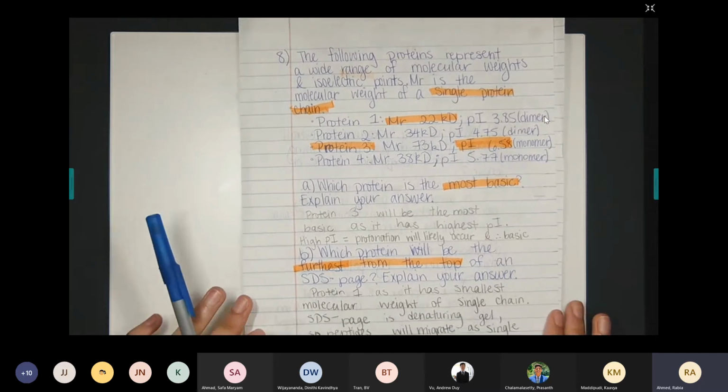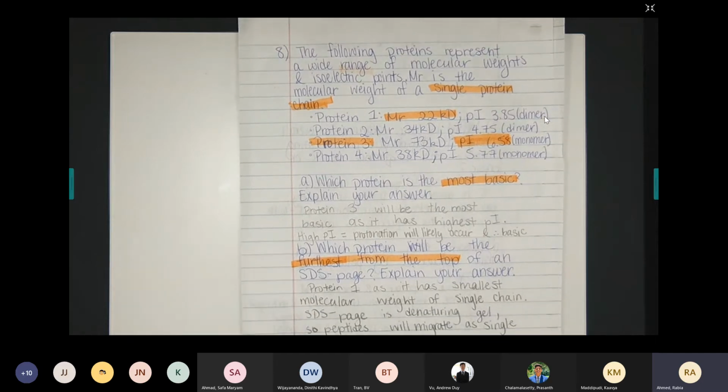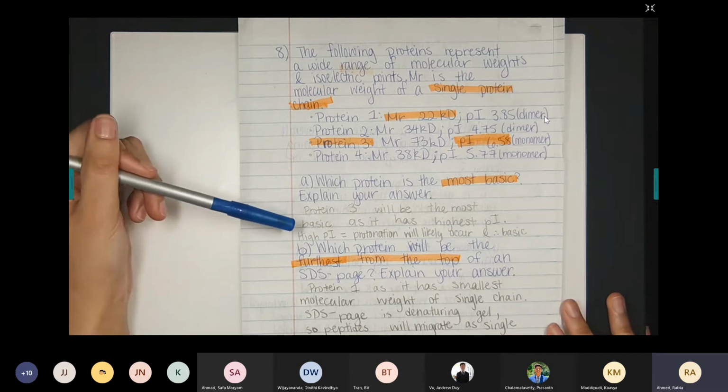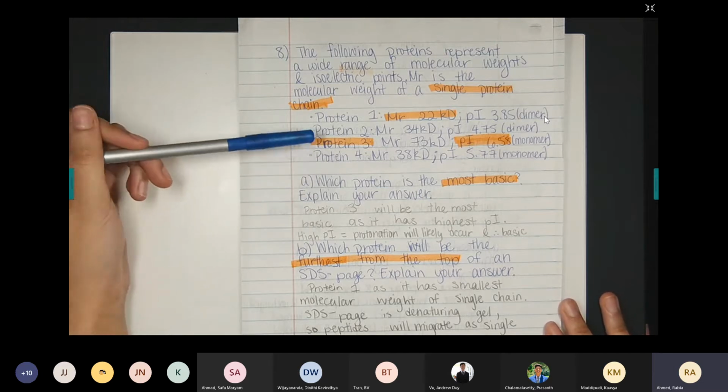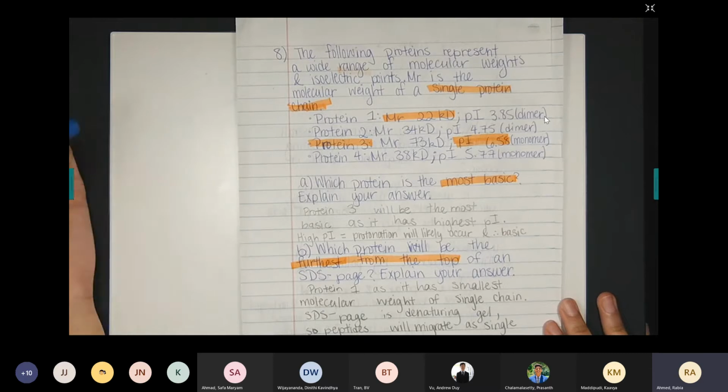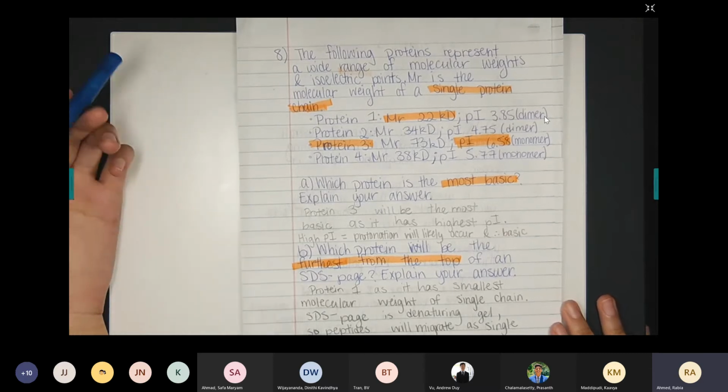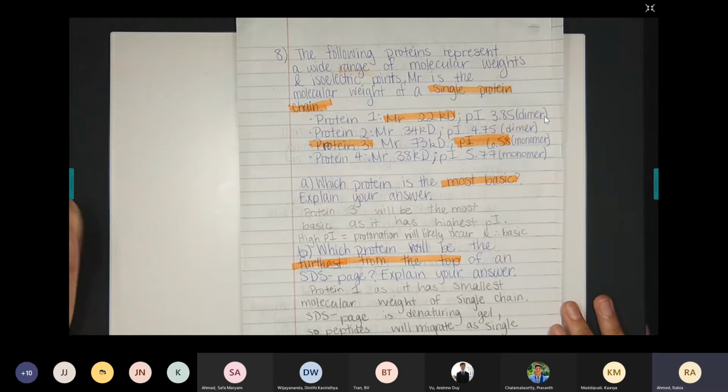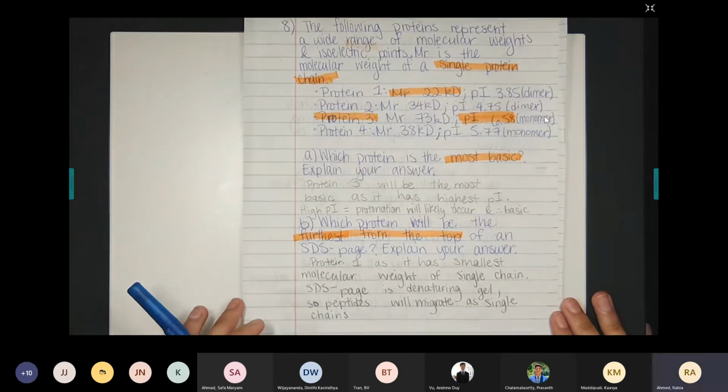So which protein is the most basic? Explain your answer. Protein 3 will be the most basic as it has the highest pI. If there's a high pI, protonation will be more likely to occur, and that will cause it to be more basic. Okay.